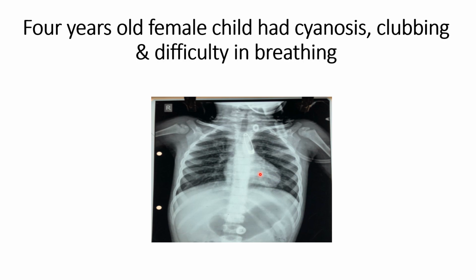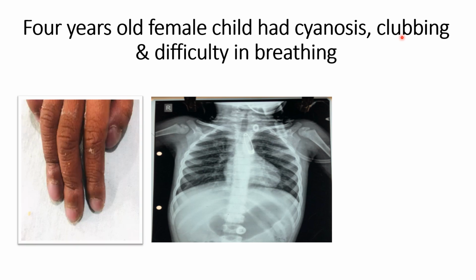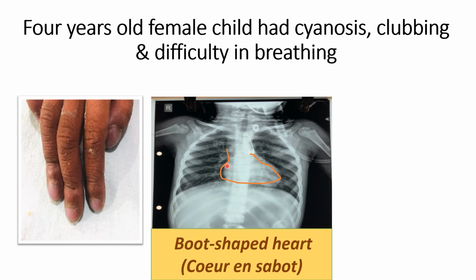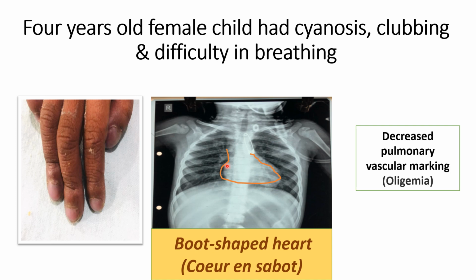So now I am giving you a short history. This child was a 4 year old female and had cyanosis, clubbing and difficulty in breathing at the time of admission. So here in this picture you can see the child is having the clubbing and cyanosis of nails. And this is the characteristic contour of the heart. So this is the characteristic shape, boot shape heart, coeur en sabot.